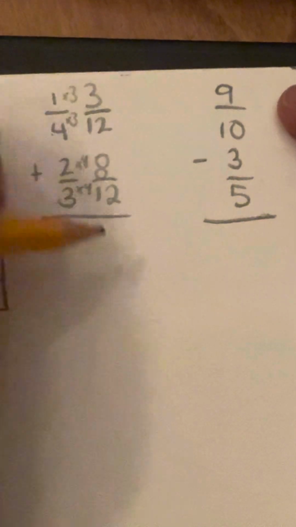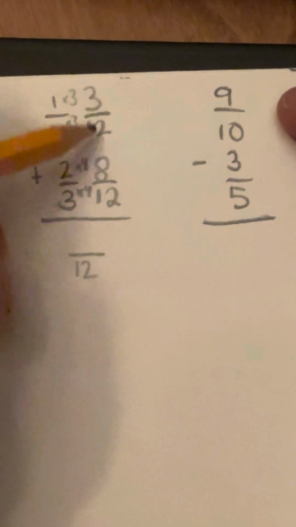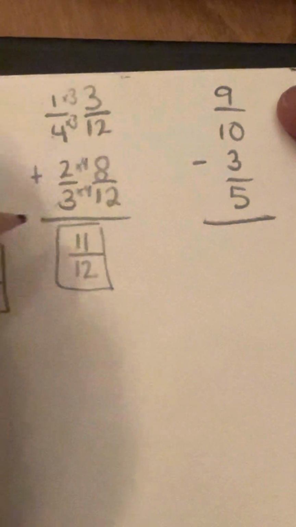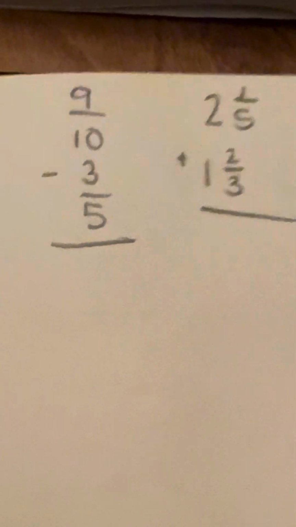And then we're going to go ahead, because they are now 12ths, we've got 12ths, and 3 and 8 is going to add up to be 11. So 11 12ths would be my finalized answer. I cannot simplify that anymore, so we're good to go as far as that goes.